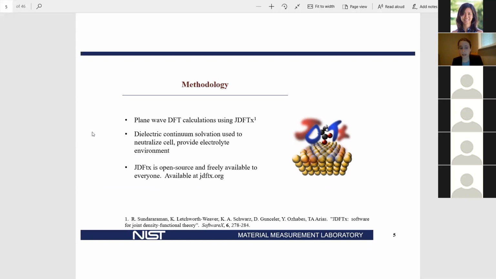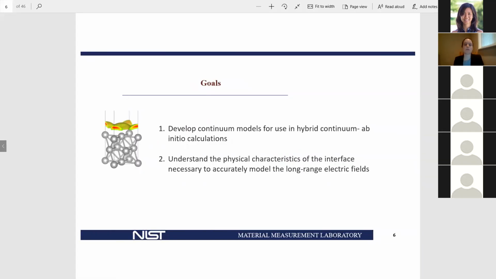So more specifically, here we are using plane wave DFT calculations from JDFTX. And by the way, this is an open source code and freely available to everyone, available at this link. And we developed these dielectric continuum models to describe the double layer, and we use the DFT calculations for the electrode, for the adsorbates, and for the things that don't require any motion of the electrolyte. So specifically, the goals for this continuum modeling are to develop continuum models for use in hybrid continuum ab initio calculations, but also to understand the physical characteristics of the interface necessary to accurately model these long-range electric fields.